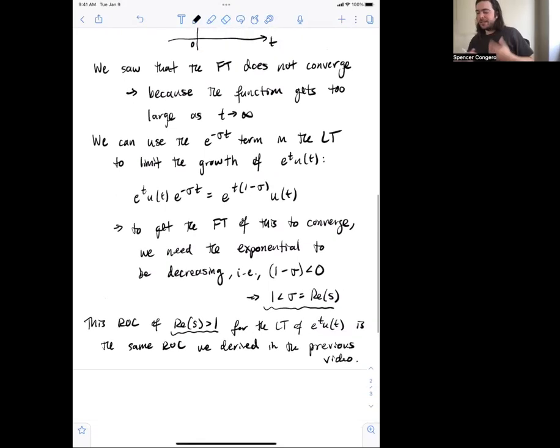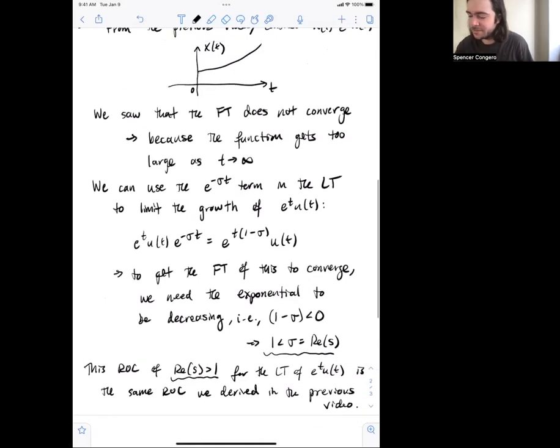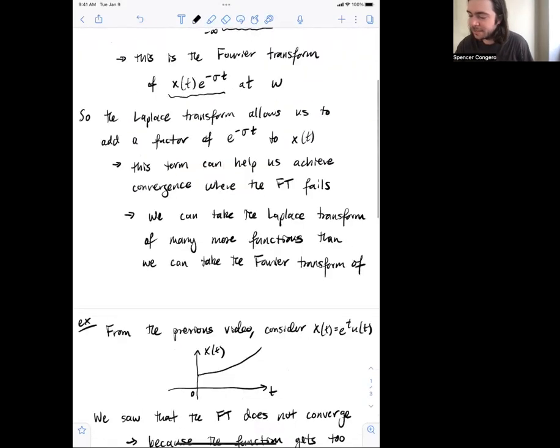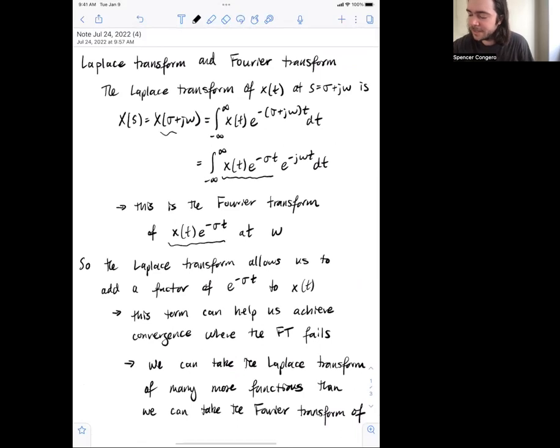Okay, so hopefully this demystifies the Laplace transform a little bit. Just to summarize one more time, the Laplace transform at this point s, sigma plus j omega, is just the Fourier transform of a changed function, x of t times now e to the negative sigma t, at omega. Okay, so the Laplace transform allows us to add this factor in to manipulate this function x of t so that now its Fourier transform can actually converge.